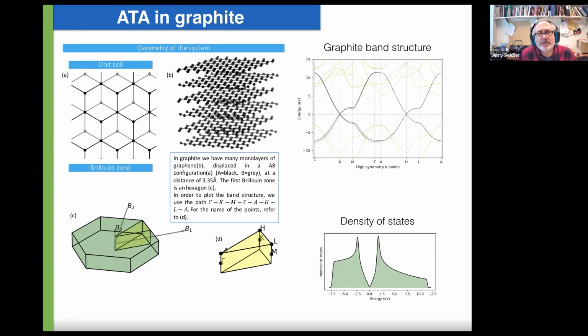Is there any work on straining graphene sheets to break symmetry and influence the topological character? That would be something that might be easier for your theory to handle.